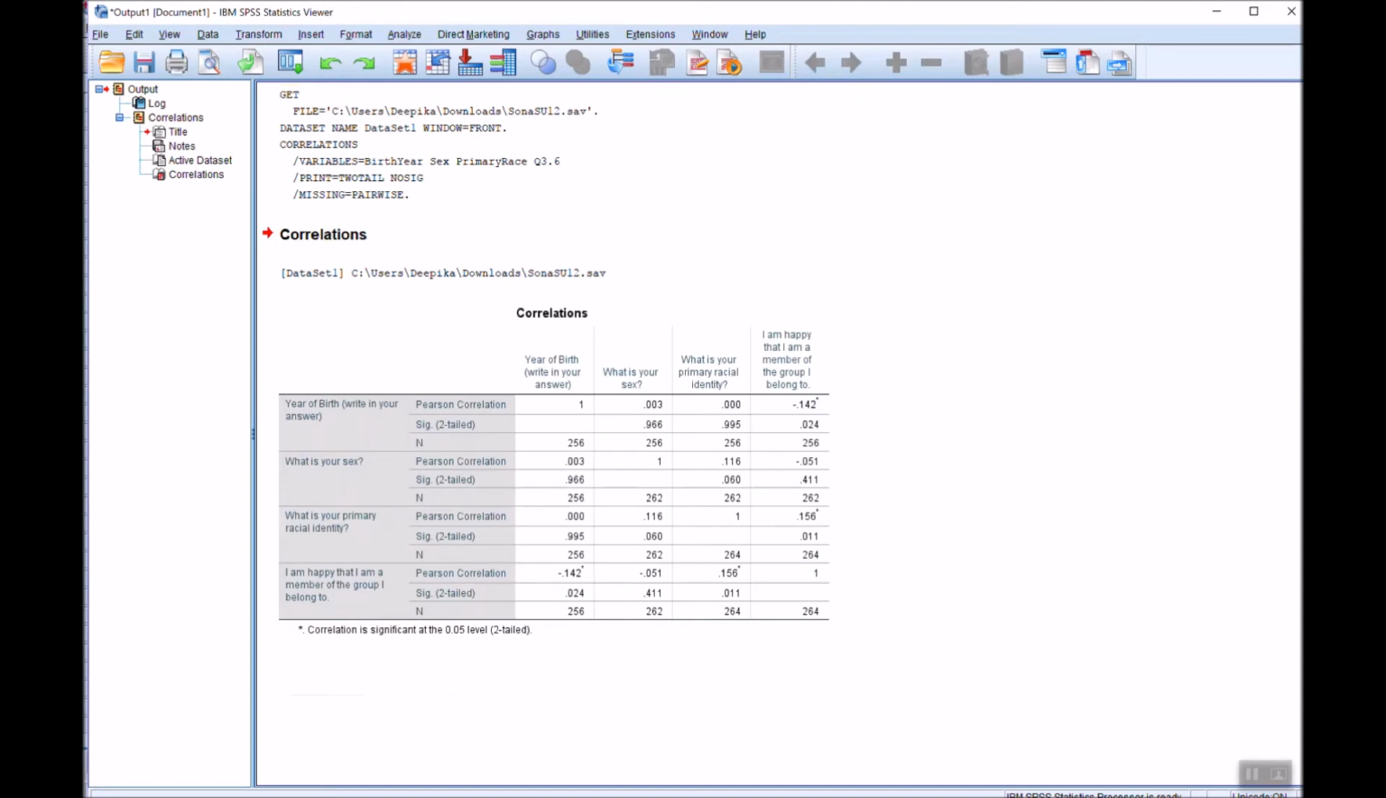And so that's how you would read a correlation table when you run correlations in SPSS.